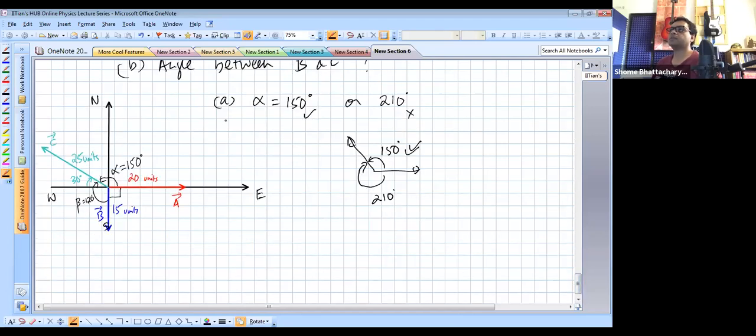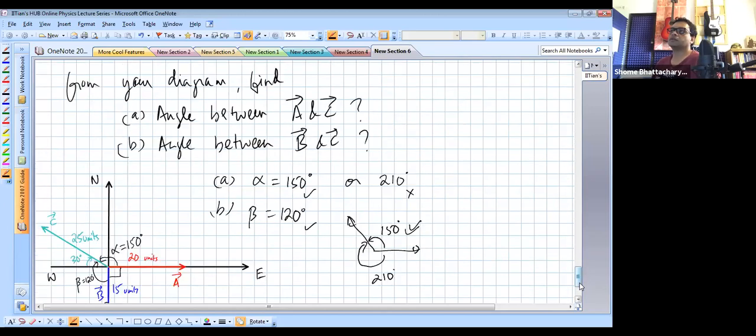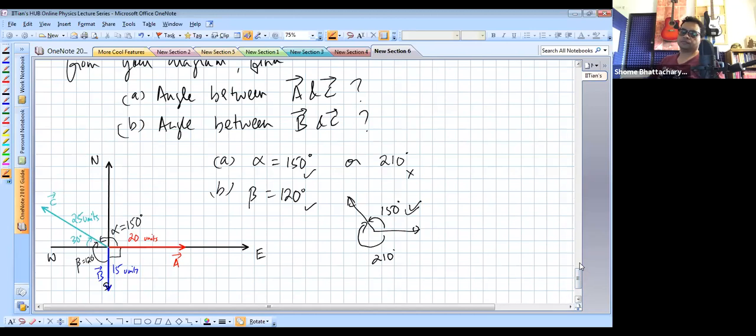Okay. And similarly, the B part, the angle between B and C, we'll take the smaller of the two. This is 120, this side would be 240, but we'll use this angle, which is 120 degrees. So this becomes my answer to the second part. Okay. So, given two vectors at random positions like this, if we are ever confused about how to find the angle between them, we can redraw them from a common origin, and from that we can figure out the angle between them.